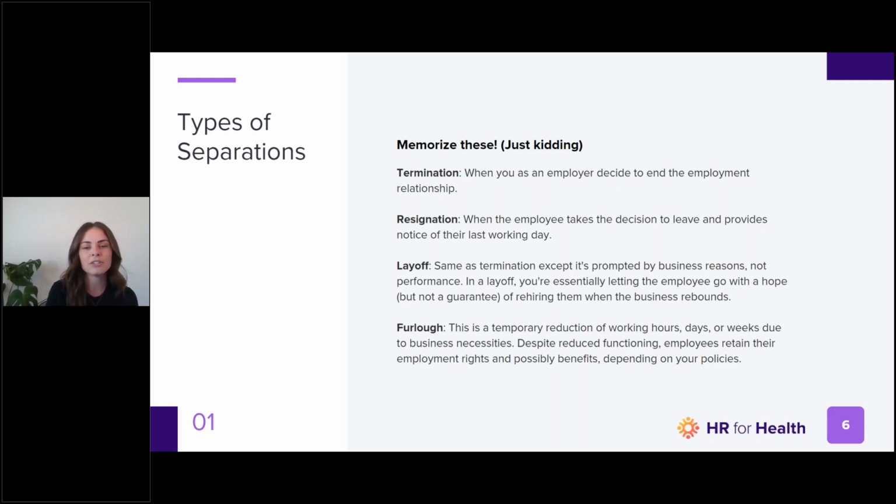And then a furlough is just a temporary reduction of working hours. So this was a hot topic, hot word during the COVID times. A lot of people furloughed their team because obviously practices weren't open, so they didn't have business or work to give them. So furlough is just a temporary reduction. It's not an actual change in employment. They're still an employee of yours. They just have fewer hours during that time period.